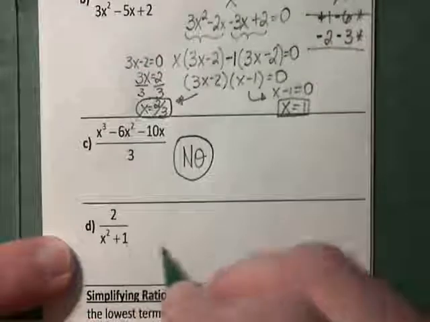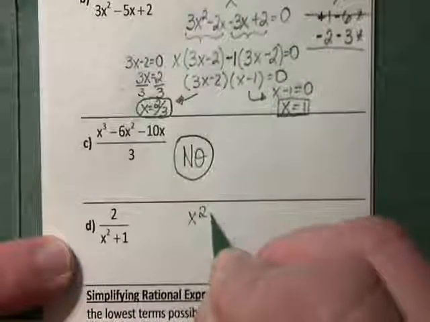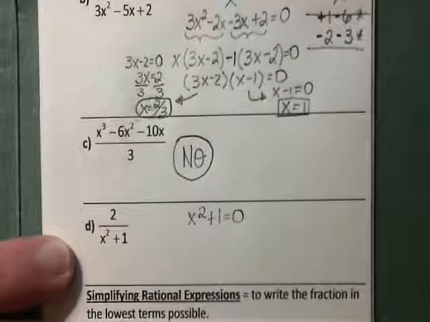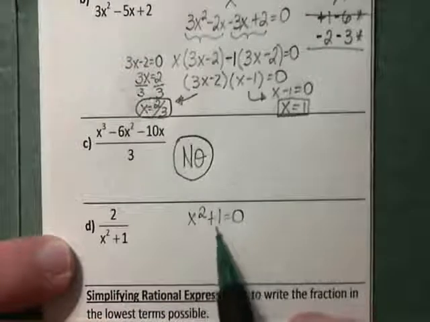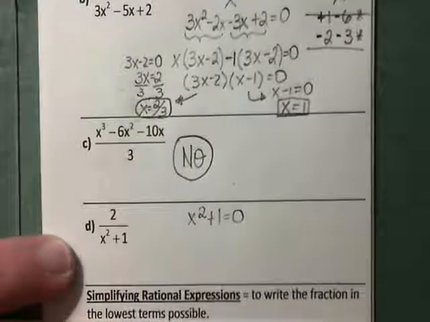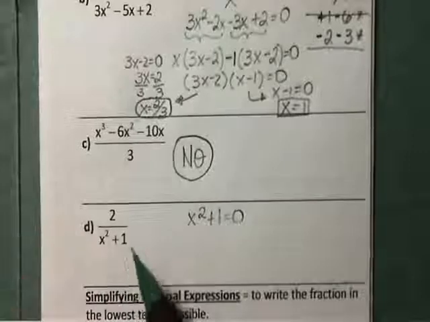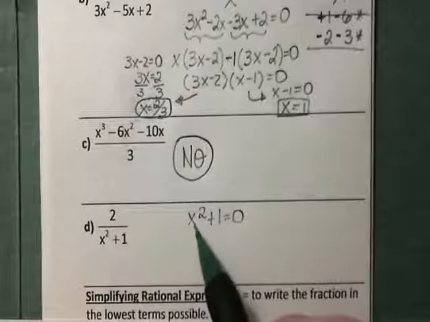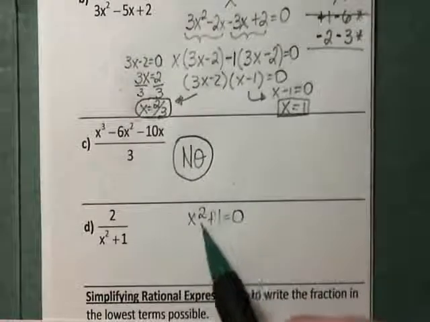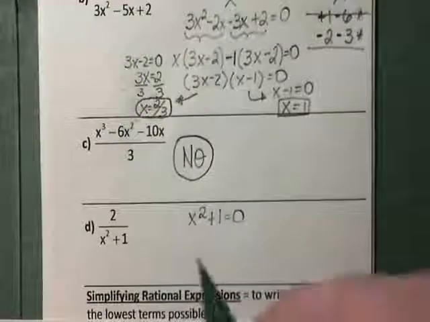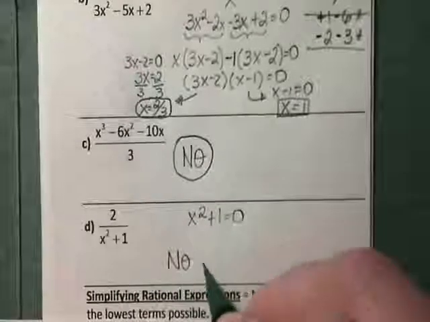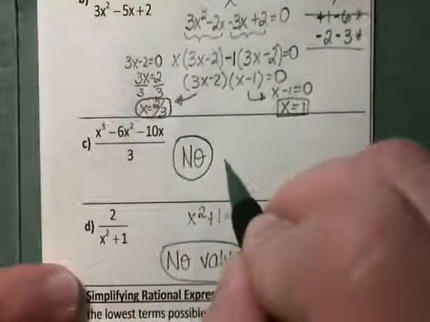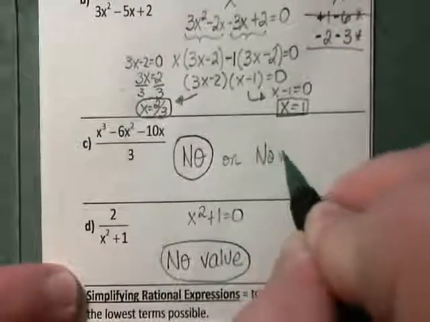So here we have x squared plus 1. So we take the denominator, set equal to 0. And basically, can we factor this? And the answer is no. So basically, there's no value of x that will make this a 0, because you're not able to factor here. So basically you just write no value or no.